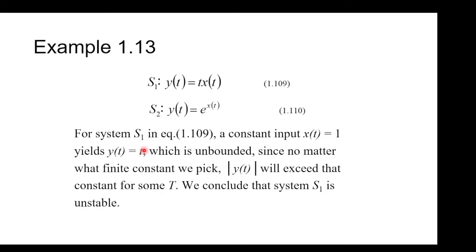Okay, so the first one is unstable, because you can have a bounded input and have an unbounded output. So you have bounded input, x of t equal to 1 is bounded, and then y of t equal to t is unbounded because t can go to infinity. Okay, and on the other hand, this exponential function, y of t equal to e to the x of t, if you have whatever bounded input, you have bounded output.